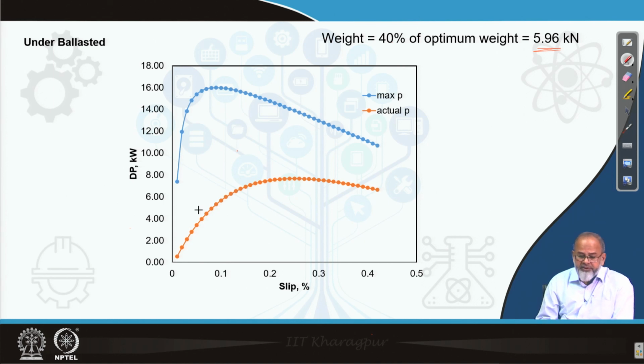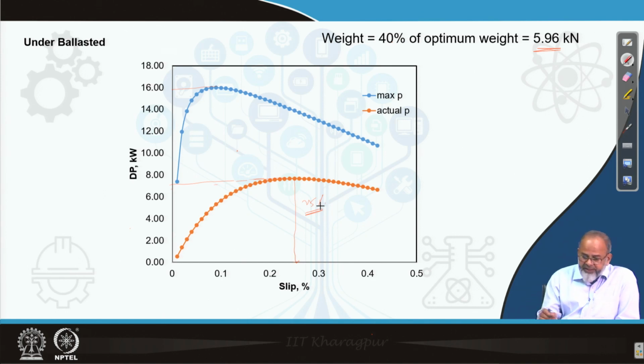What we observe is there is a huge difference. Though the tractor is able to transmit 16 kilowatt, we are only utilizing 6 kilowatt; 10 kilowatt is lost. And the maximum power which we are utilizing is at a slip of 25%, which is not permissible.